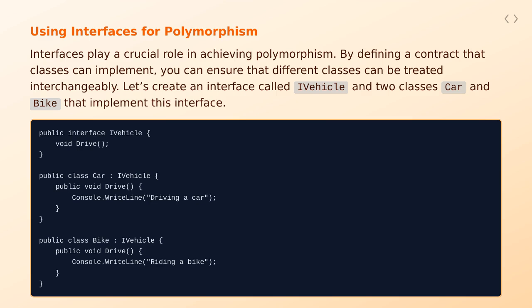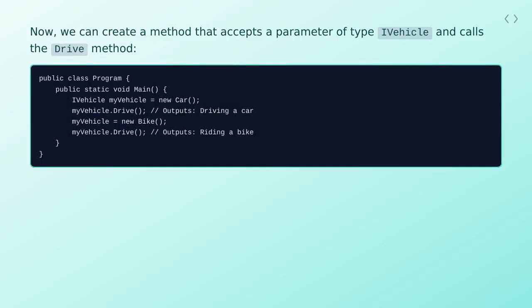This slide introduces a class definition. Study the structure in the code sample. Now, we can create a method that accepts a parameter of type IVehicle and calls the Drive method. Review the class shown on screen and how its members are organized.